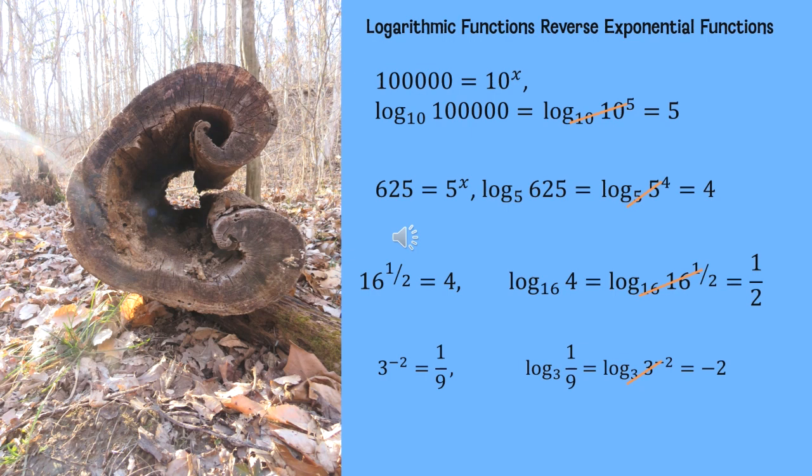If 625 equals 5 to the x, then log base 5 of 625 is going to equal 4, because 5 to the 4th power is 625. So notice again, if you write 625 as a power of 5, then you can see how log base 5 and exponential base 5 cancel each other out, giving you 4. So log base 5 of 625 is log base 5 of 5 to the 4th is 4.